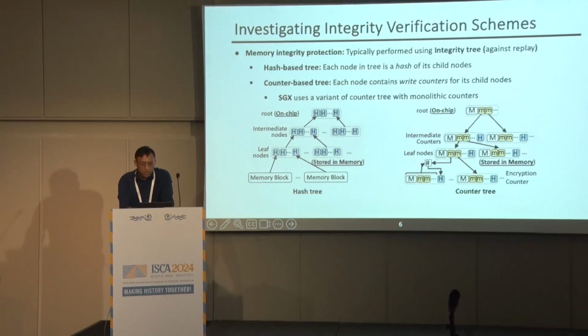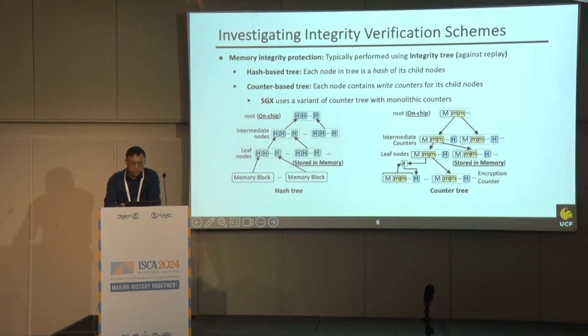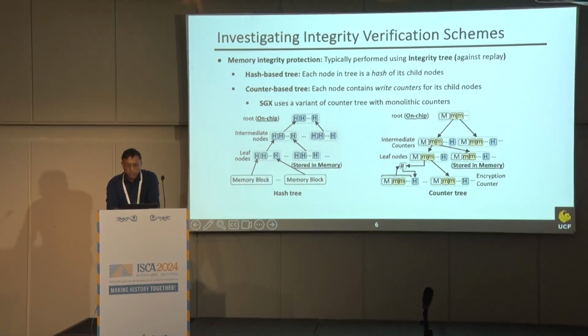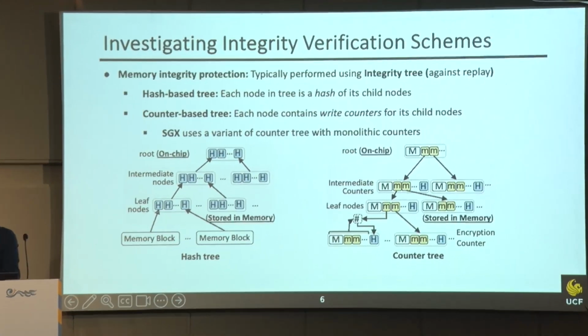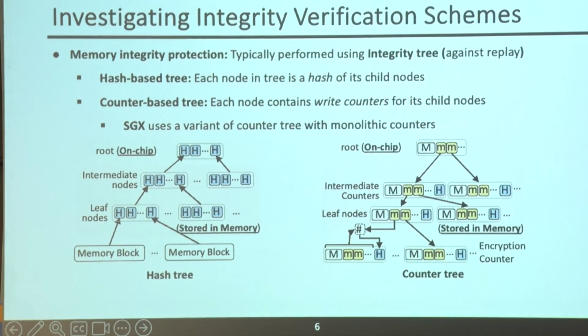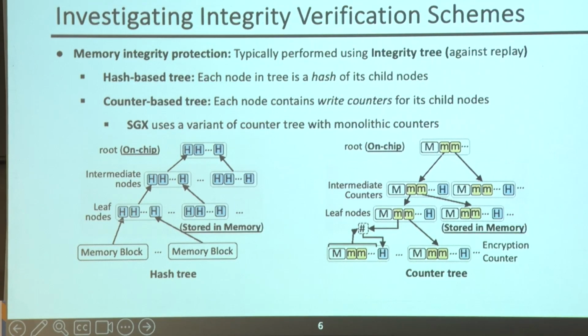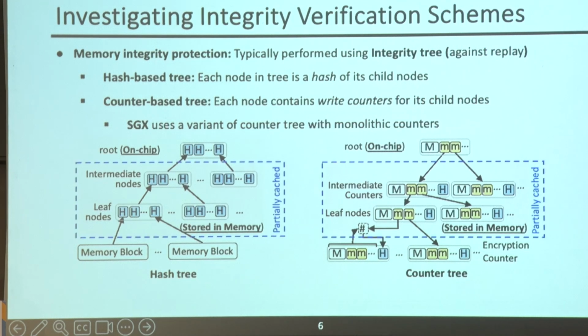At a high level, the tree is built by gradually deriving the parent node, for example through hashing, which eventually merges to one root. And the root is always secured on chip. As such, by verifying the hash or counters all the way up to the root, tampering can be detected. Importantly, to alleviate this tree traversal cost, because it's just too much for every single read, tree nodes are typically cached on chip as well.